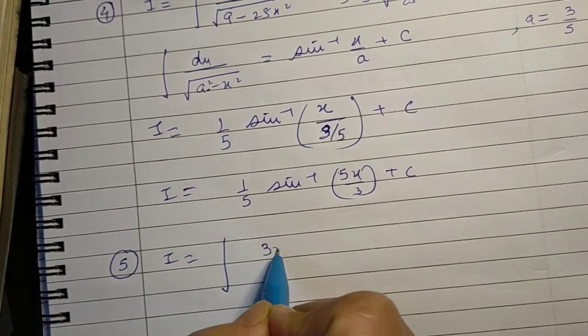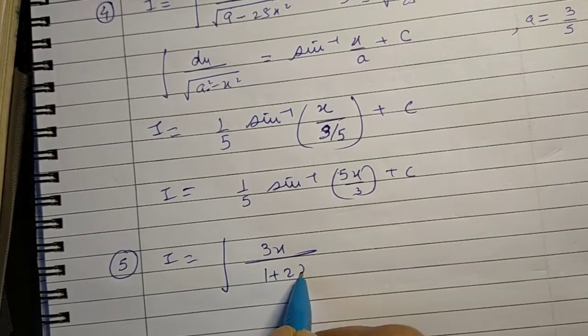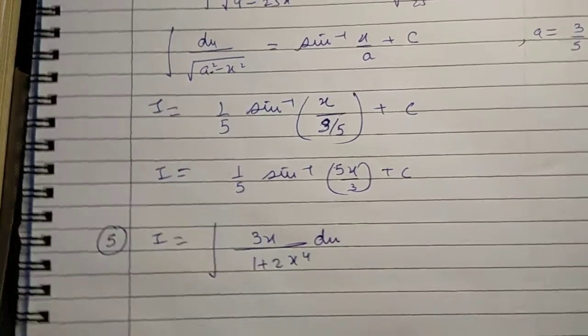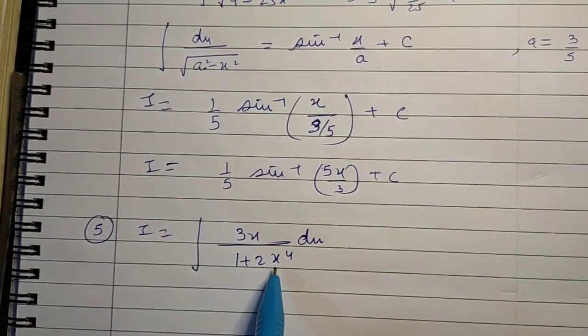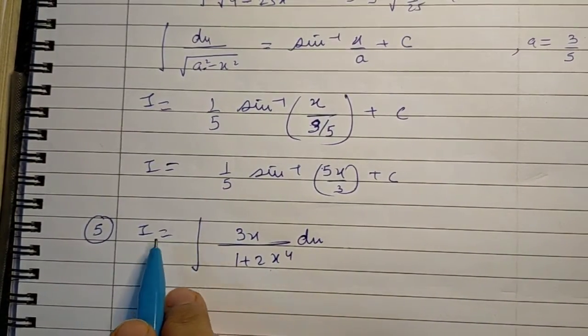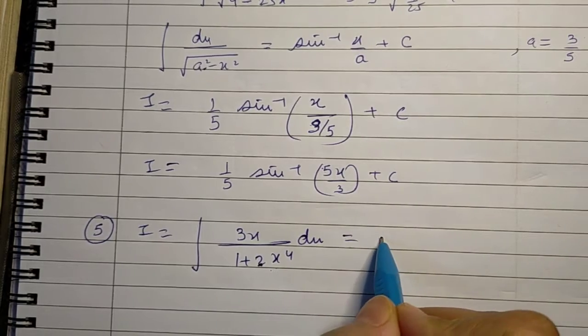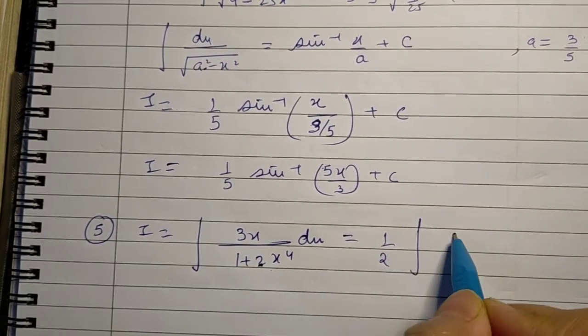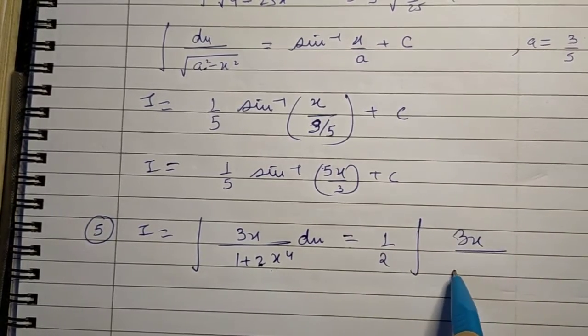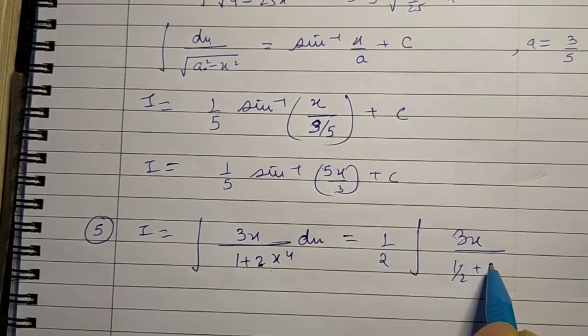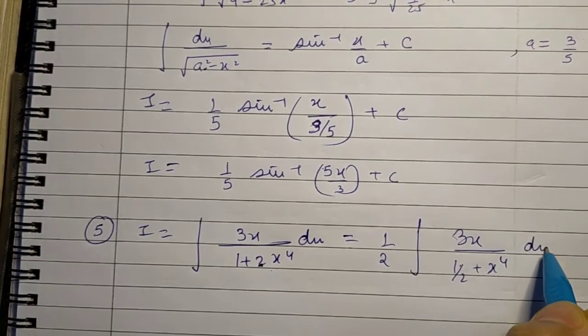Now coming to the next question, exactly on the same lines, question number 5 is integral of 3x over (1 plus 2x squared) raised to power 4 dx. This one is similar to question number 1. So first of all we have to remove this 2 and then we start working on it. So first of all we remove 2, we get 1 upon (2 plus x squared) raised to power 4 dx.